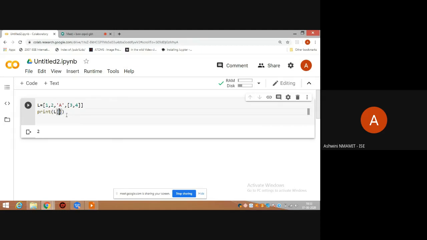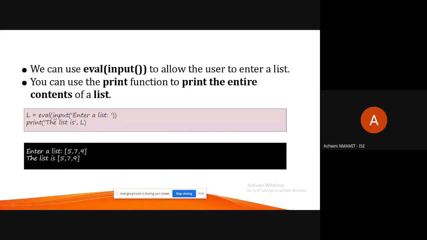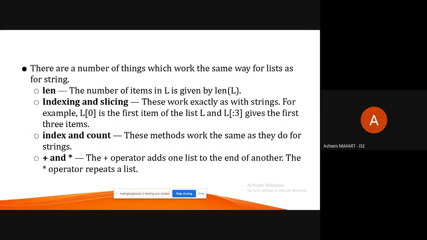Let me see what it would give me when it is L of 3. L of 3, it gave me the whole thing, that is 3 and 4, the whole list. So this is how we can retrieve the values or items in the list. A simple way of doing it. You can also use input or eval input to allow the user to enter the items in the list. So this is one way of doing it again.